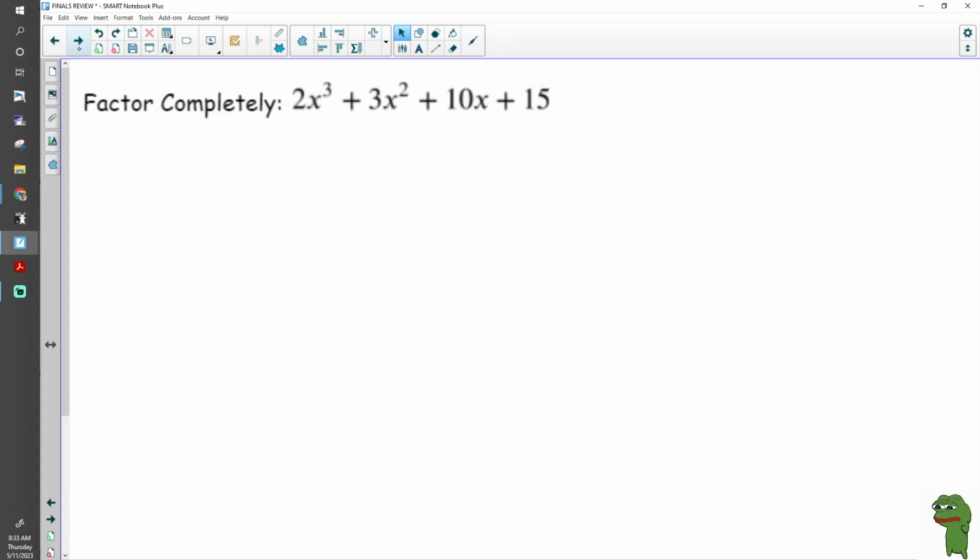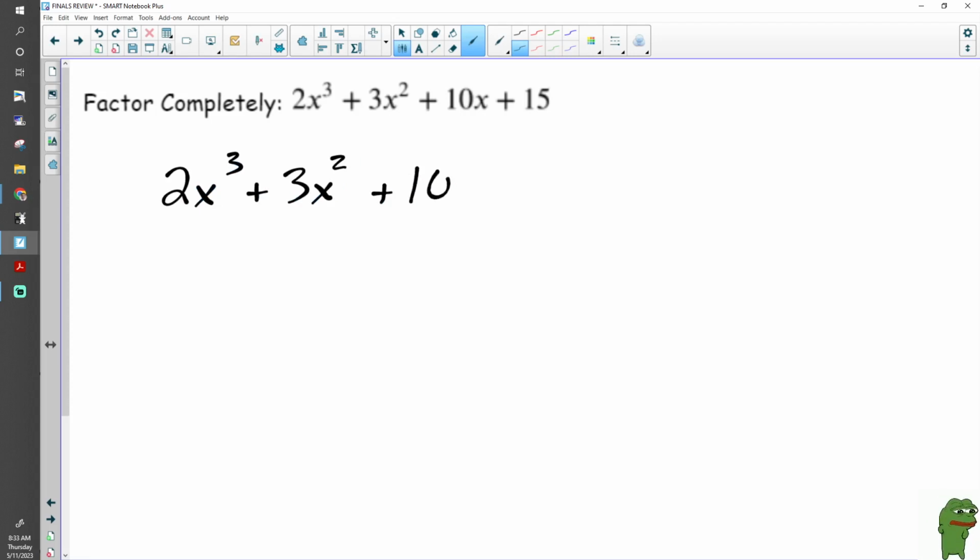So here's the problem on your practice review. We have 4 terms, so we know right away there's no way we're going to use the x method. We have to use grouping. So let's first rewrite our problem: 2x to the third plus 3x squared plus 10x plus 15.